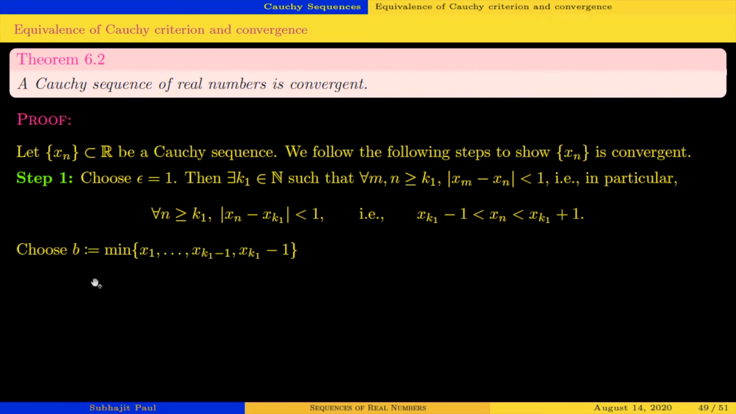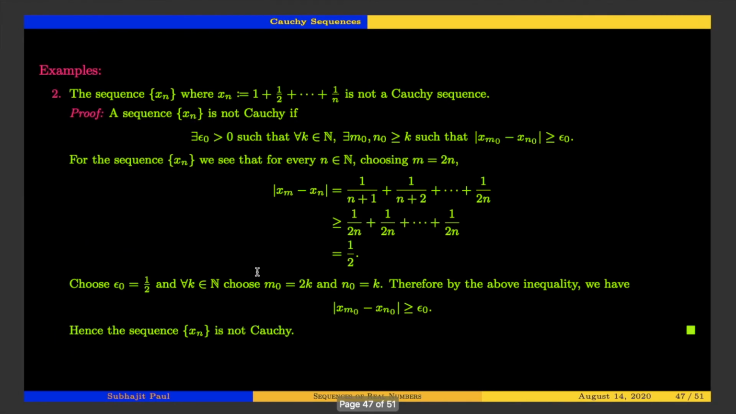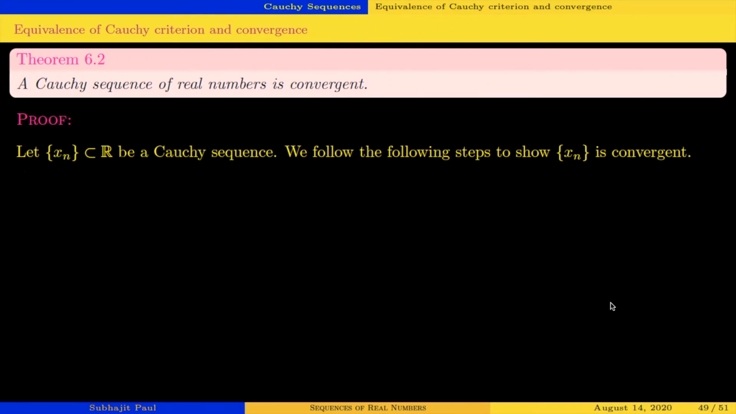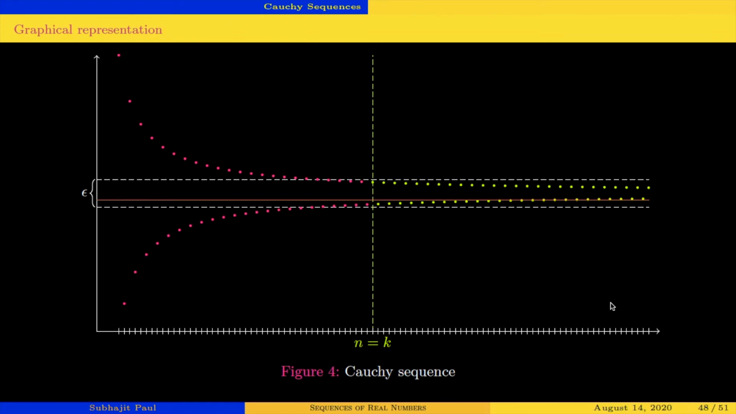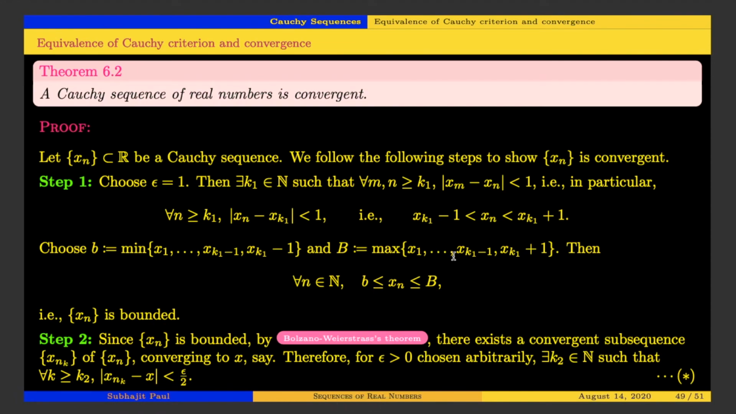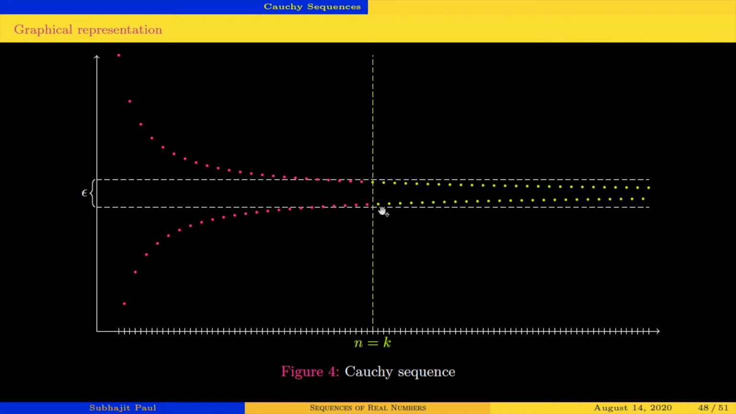Okay, so choose b is equal to minimum. Let's go back over here. Okay, so here this is what I need. Understand this thing, that suppose I have chosen this epsilon to be 1. I can go back here. Epsilon to be 1. So then this is my n equal to k1. Let's say this point is my k1.